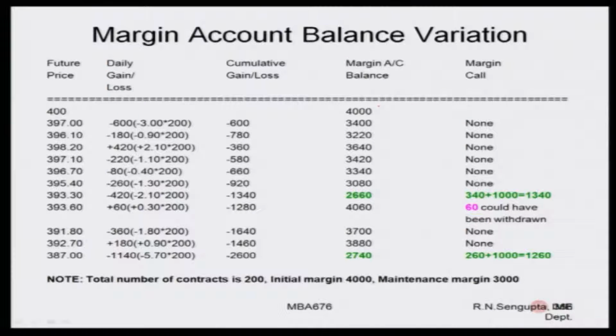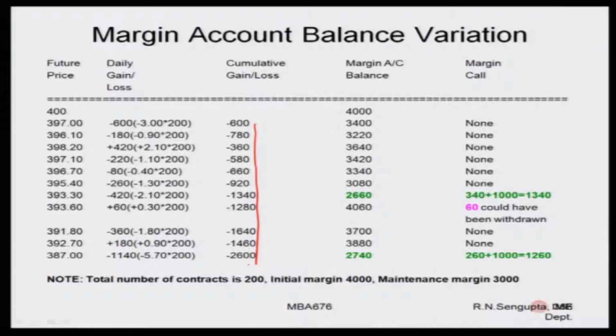If you have the daily losses and gains, you can try to find your cumulative loss and gains as given: minus 600, then minus 600 minus 180 is minus 780, then minus 780 plus 420 is minus 360, then minus 360 minus 220 is minus 580, and so on and so forth. So you have the cumulative loss and gain.